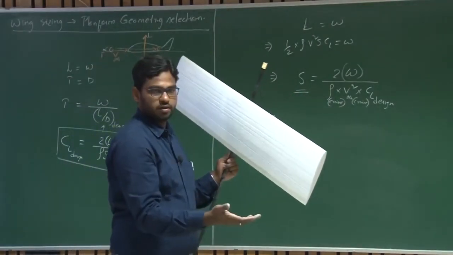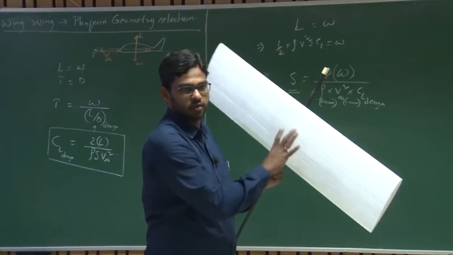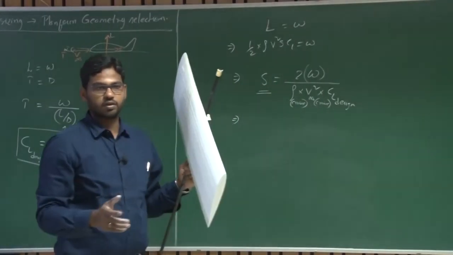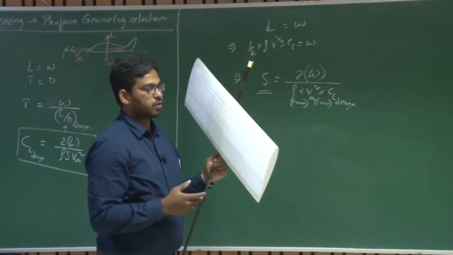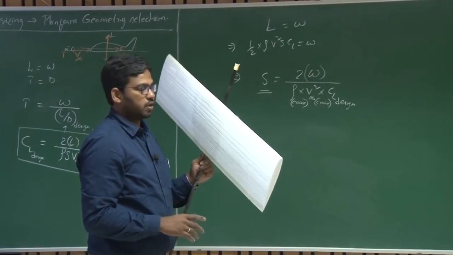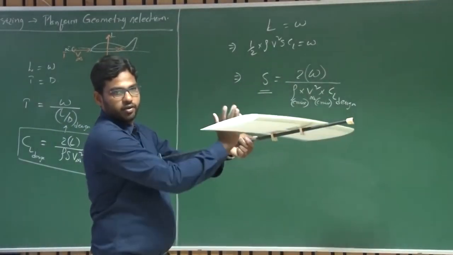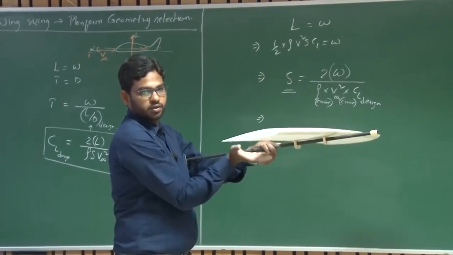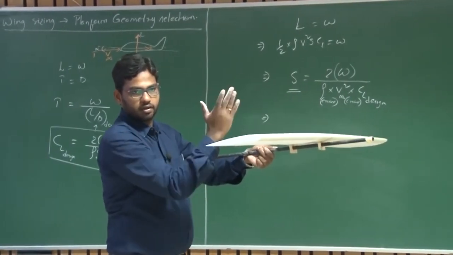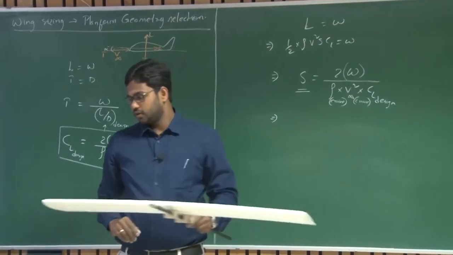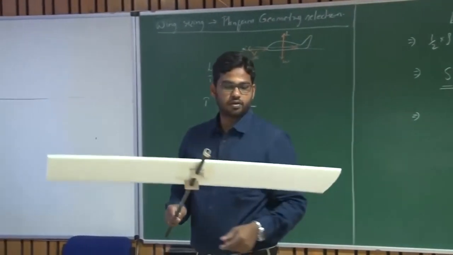But if there is a variation in the chord length at the root and tip, then we call it a taper wing, right? And then there can be a sweep and there can be a dihedral. The inclination of this wing with respect to the horizontal is the dihedral. So these are the wing planform geometric parameters.